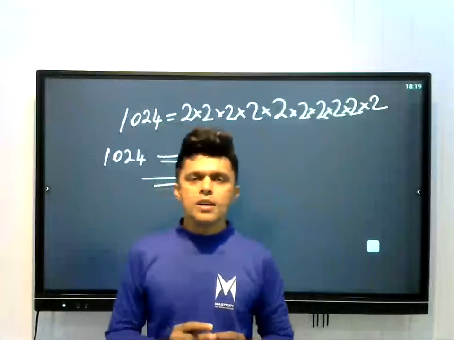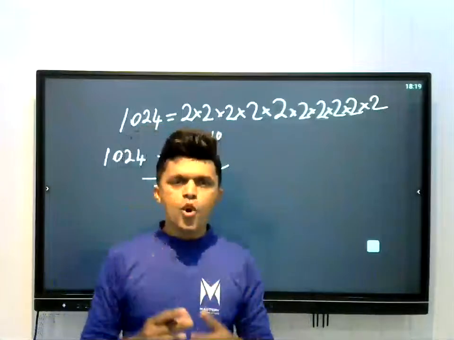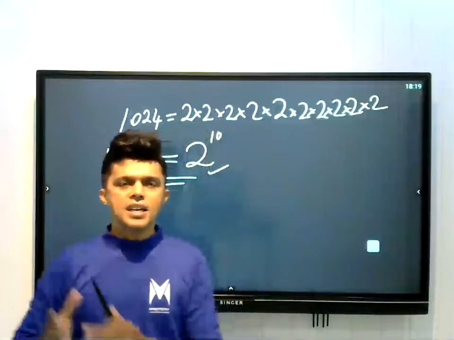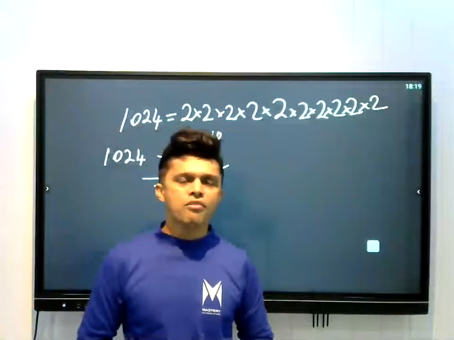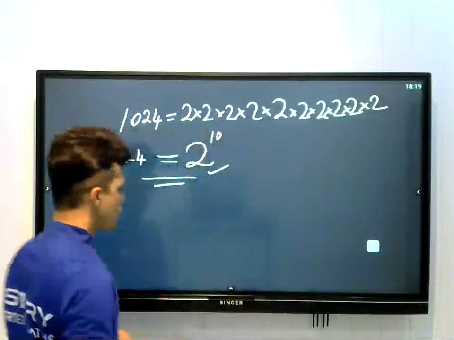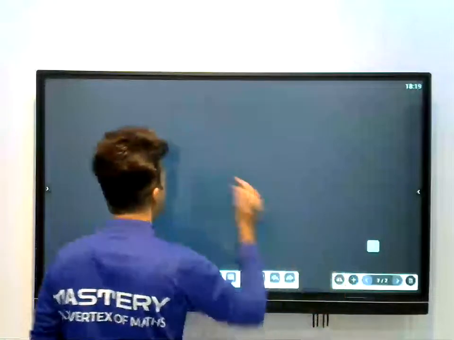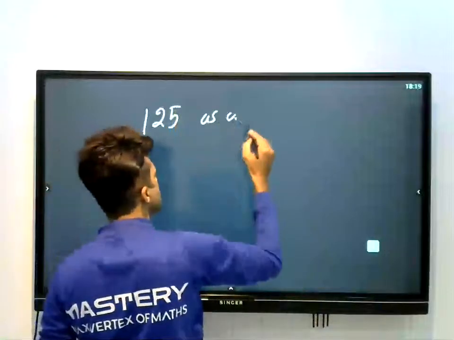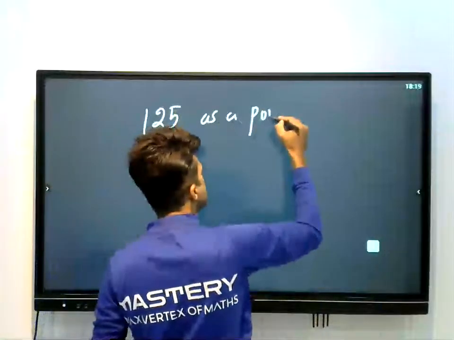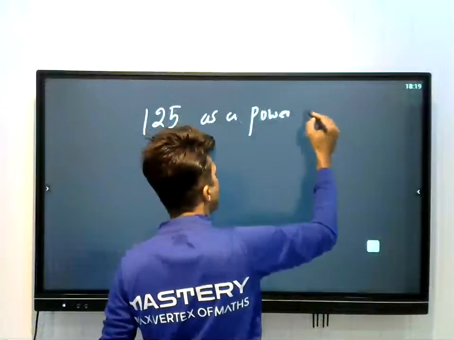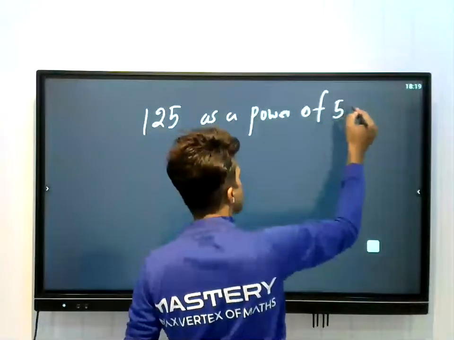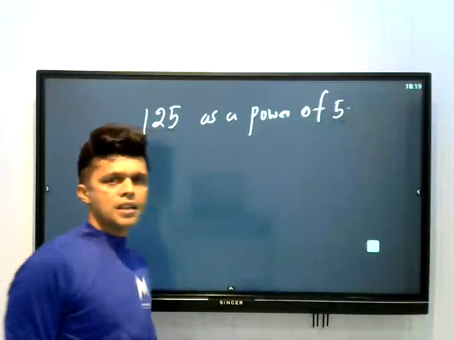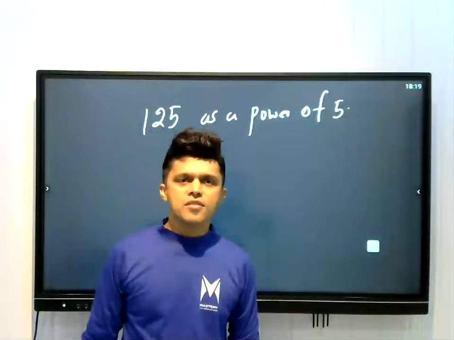Okay, now I taught you the way of writing a given number as a power of 2. Are we able to write 125 as a power of 5? Can we write 125 as a power of 5?